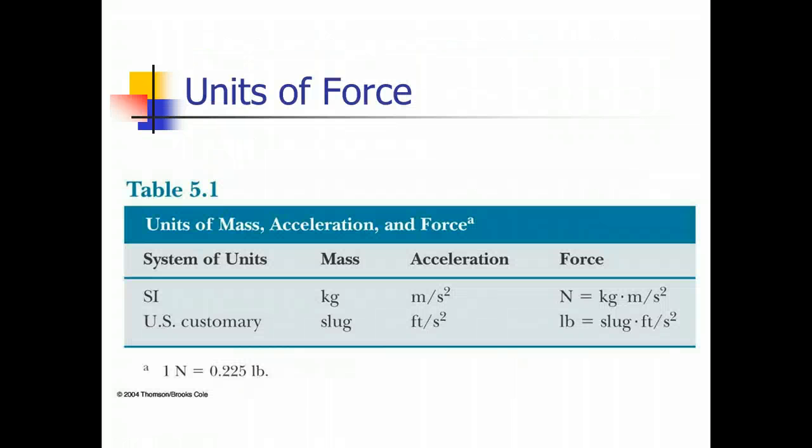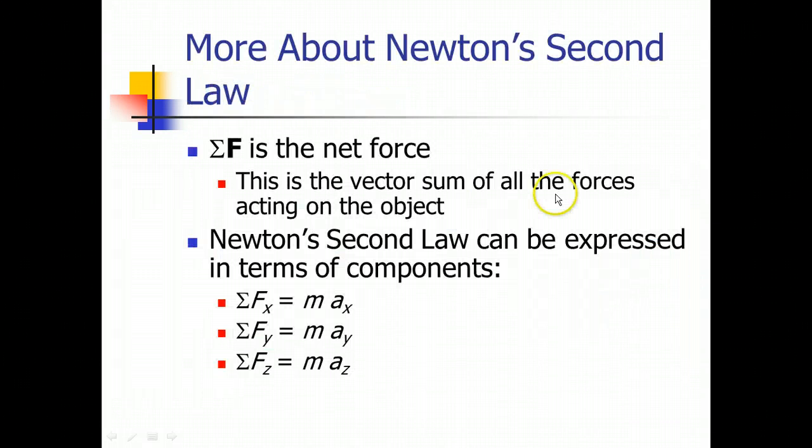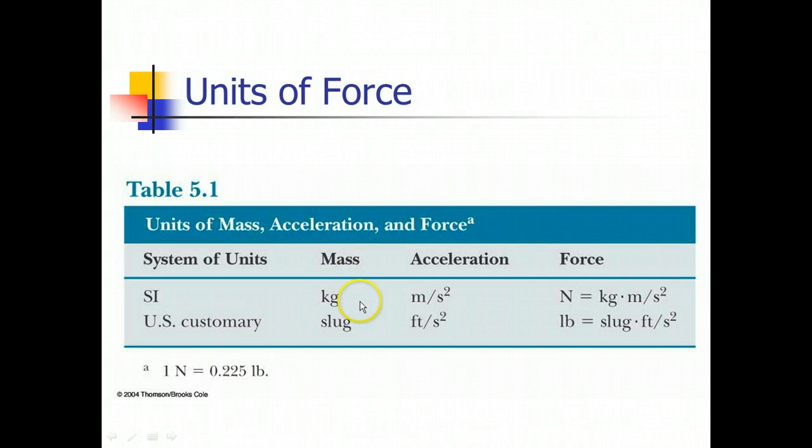Our unit for force in the SI system is the Newton. The Newton is a kilogram meter per second squared, as we can tell from back here, right? Kilograms, meters per second squared. So the Newton is a kilogram meter per second squared. So the mass is kilograms, acceleration is meters per second squared, so our force unit is the Newton.